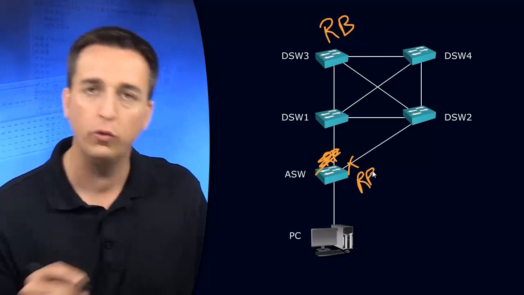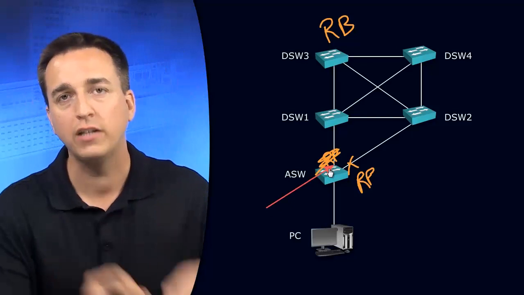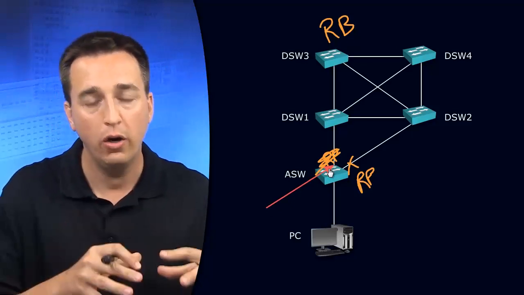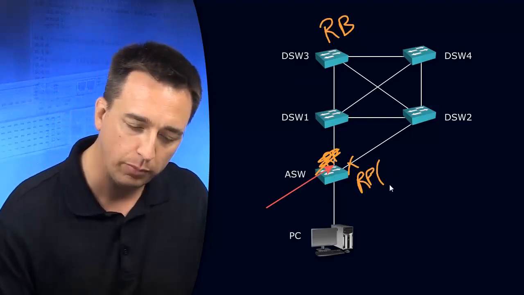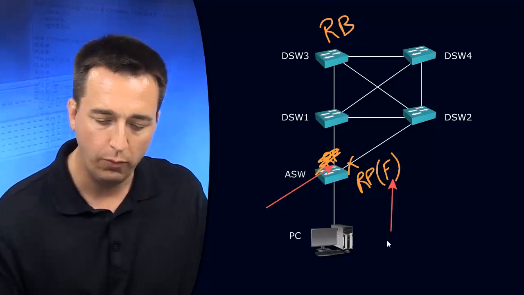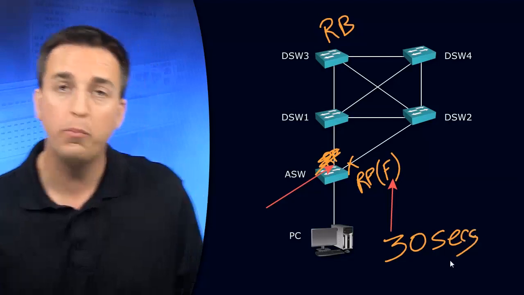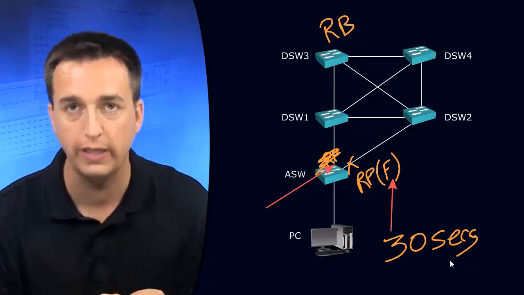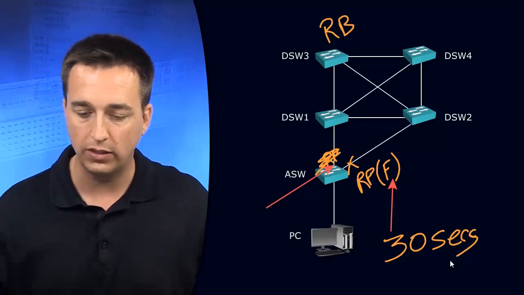Well, it will become the root port immediately because this failure is a direct topology failure. It's happening on ASW, so it knows automatically that the other port has to be a root port. But because of spanning tree protocol timers, in order to transition to the forwarding state, it will take approximately 30 seconds, as the port transitions from the listening state to the learning state and then to the forwarding state based on those forward delay timers.